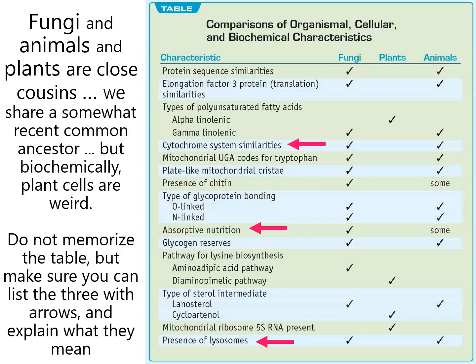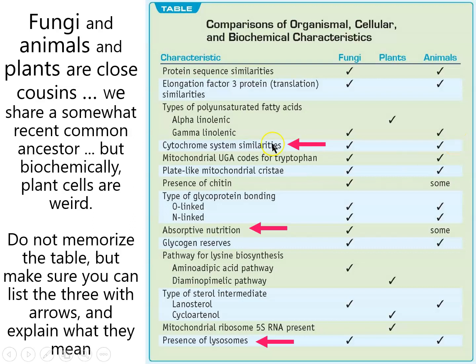And what this slide has is a table that shows biochemical differences between fungi, plants, and animals. And what I want you to get out of this table is not, I don't want you to memorize it. You don't even have to read the whole table. But for the three things with arrows, these are important, distinct characteristics that we share with the fungi. And more than that, they're just things I want you to understand. I want you to know what they are.